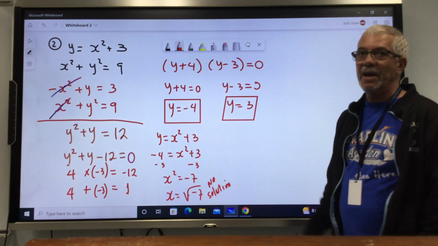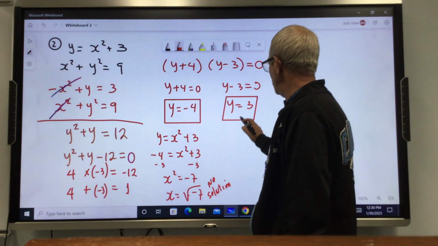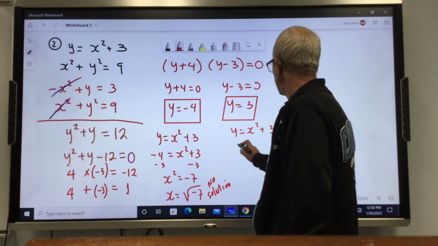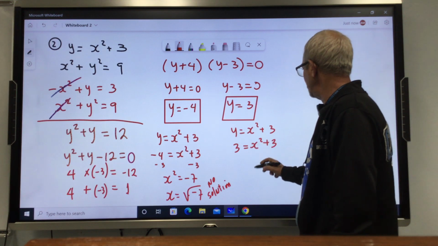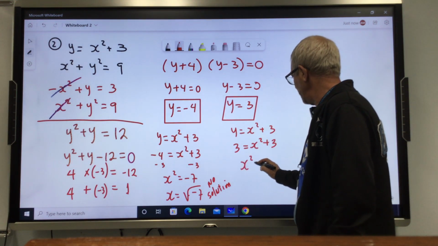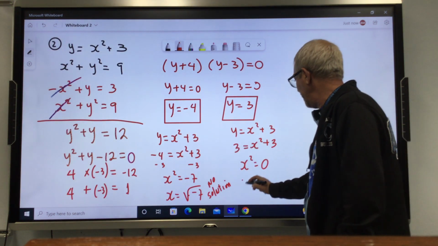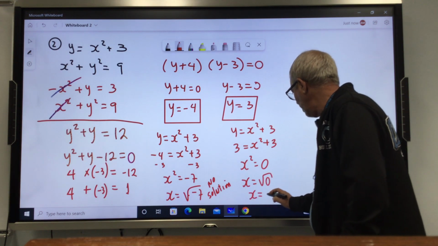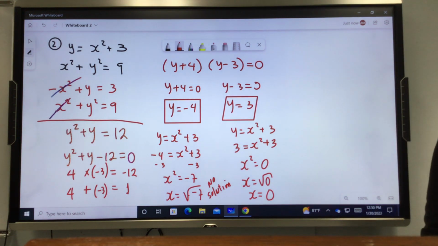Let's see for y equal to 3 now. We do the same. y equals x squared plus 3, that is 3 equals x squared plus 3, subtracting 3 from both sides. x squared is equal to 0, everybody knows why, no? 3 minus 3 is 0. Then x is equal to the square root of 0, and the square root of 0 is 0. Well, in that case, yes.